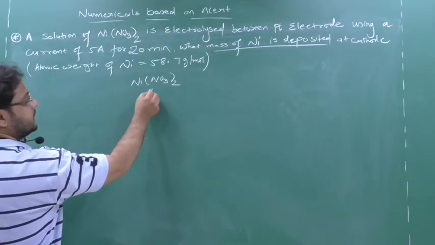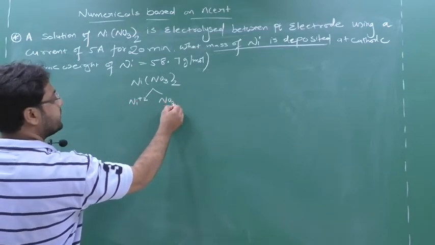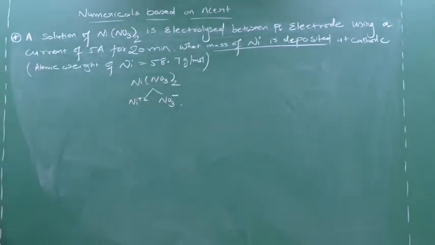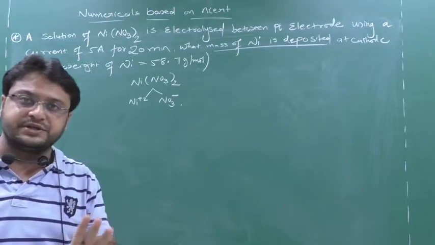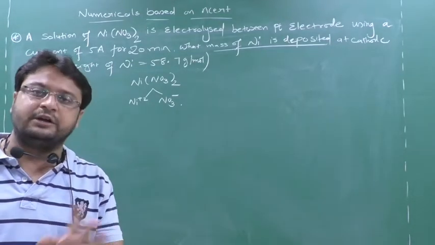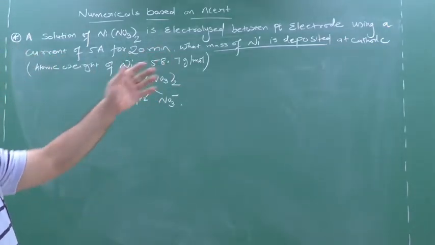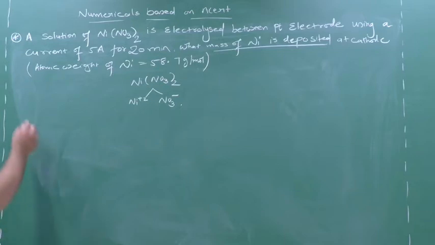If you split it, you will get Ni plus 2, NO3 minus. Easy? It is electrolyzed between platinum electrodes. Now platinum electrode means these are inert electrodes, meaning they will not be involved in the reaction, so we need not worry about these electrodes. Using a current of 5 ampere. Current is given how much? 5 ampere for 20 minutes.